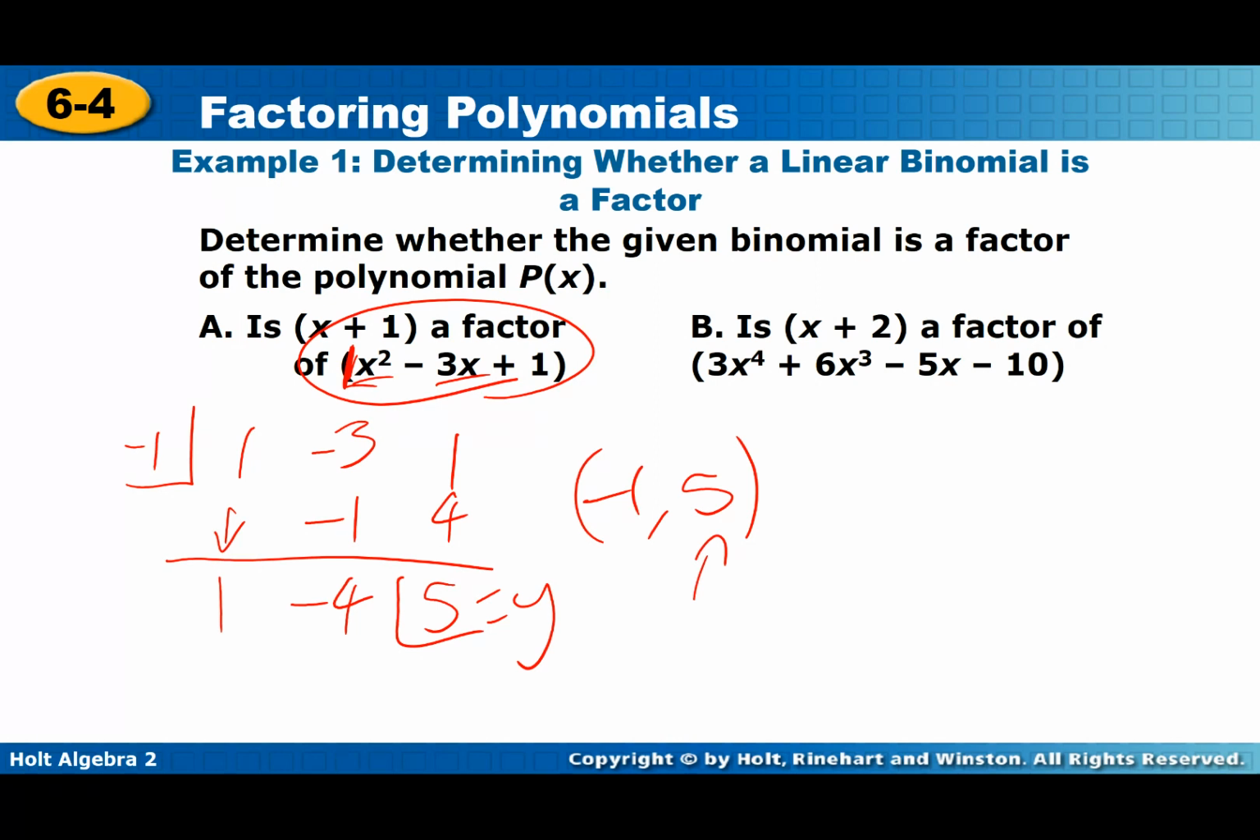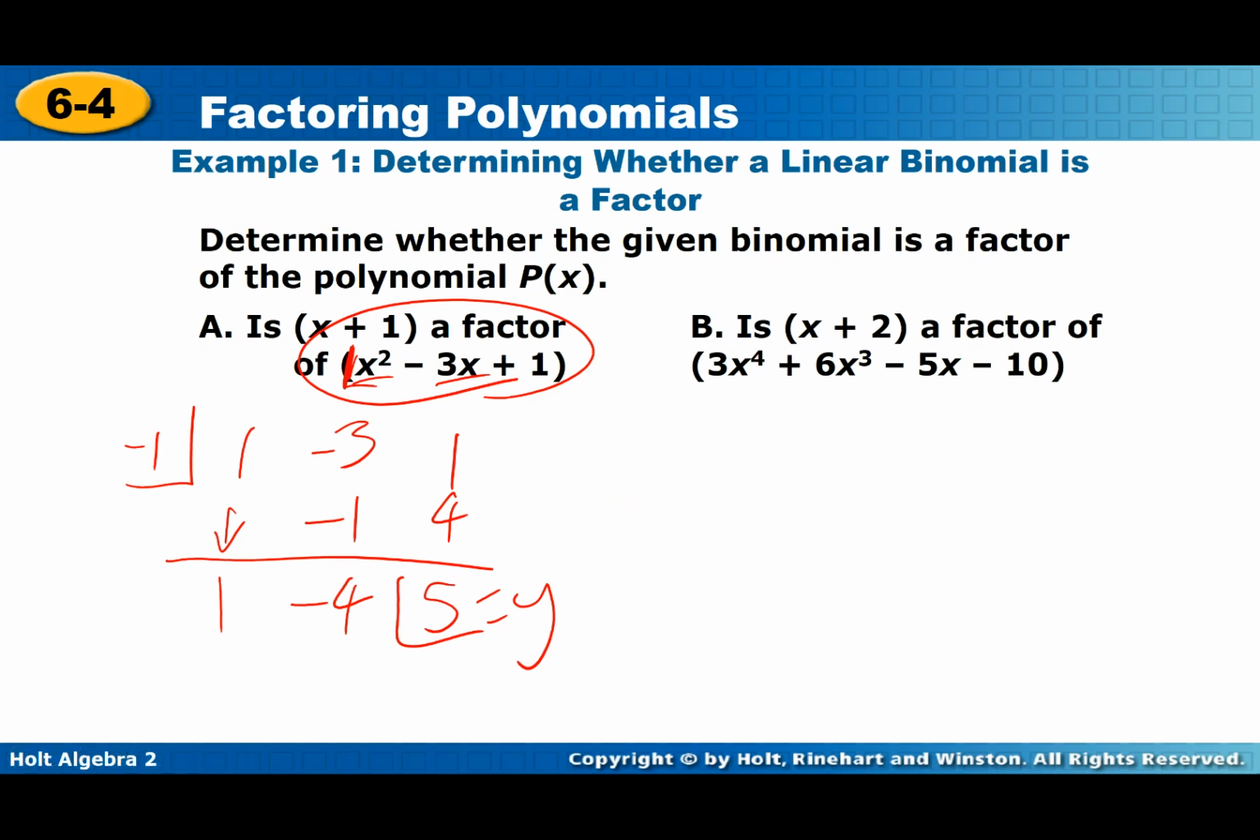And if it's on the x-axis, it's an x-intercept. And if it's an x-intercept, it does count as a factor. X plus 1 would count as a factor. So if the remainder is 0, we're going to say yes, it's a factor. If the remainder is not 0, like it is in this case, the remainder is 5, not 0, we're going to say no, it's not a factor. So in this case, example A is not a factor since the remainder is 5 instead of 0.